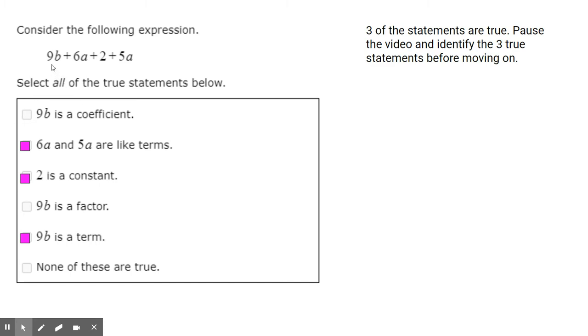9b is a coefficient. No, 9 is a coefficient. 9b is a term. Okay? Actually, it's down here. 6a and 5a are like terms, and that is true because the variable a, and neither one have exponents, so they're like terms. 2 is a constant, and no variable attached, therefore it's a constant. 9b is a factor.